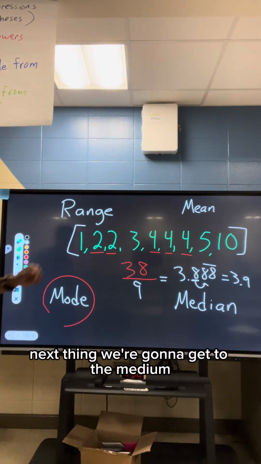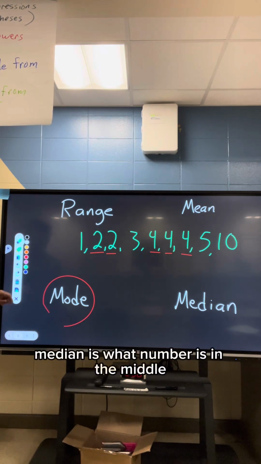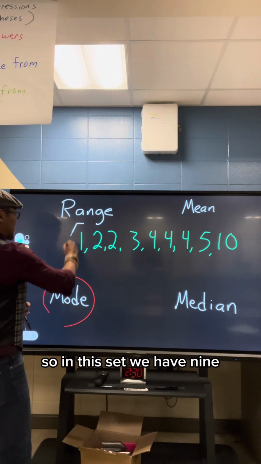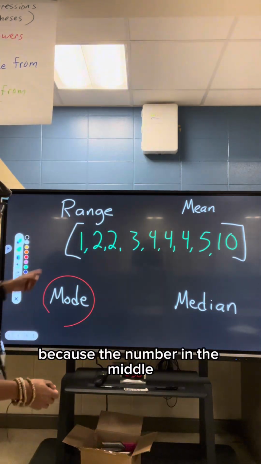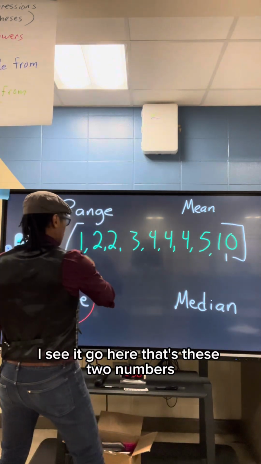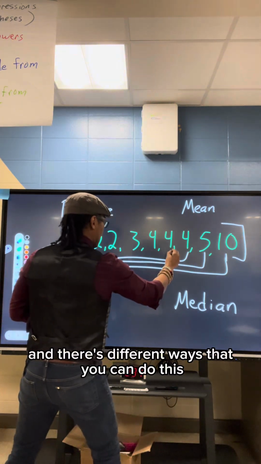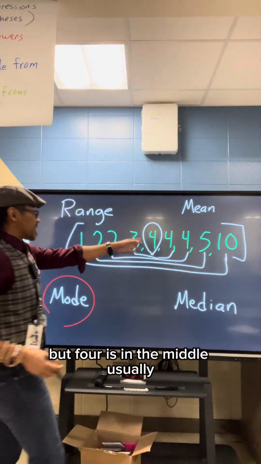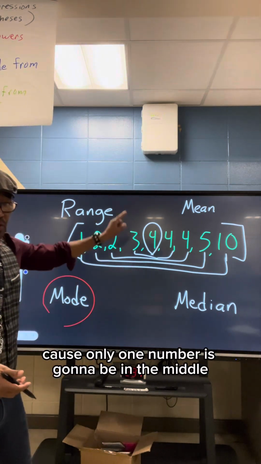Next thing, we're going to get to the median. So let me delete all this. Median is what number is in the middle. So in this set, we have 9. I like odd numbers when we try to find median because the number in the middle, I see here, that's these two numbers, and there's different ways that you can do this, but 4 is in the middle. Usually, well, always, when you have an odd number, that's so much easier because only one number is going to be in the middle.